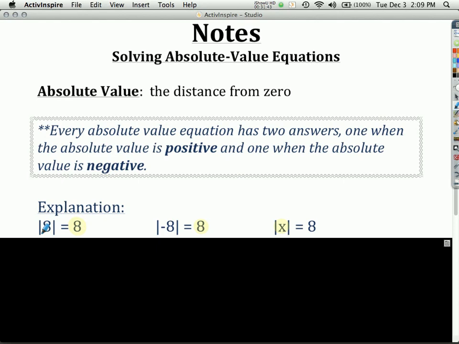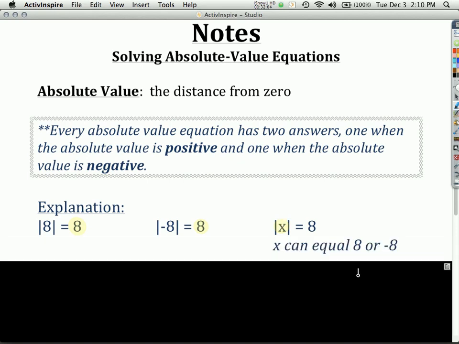No. Is there another? What's the other possibility then? What's the other possibility, Alexandra? Yeah, because I just showed you right here that the distance of -8 from 0 is also 8. So I can also put a -8 right there. And so x can equal 2 different numbers. 2 solutions: 8 and -8. So that's one explanation as to why there are 2 solutions.